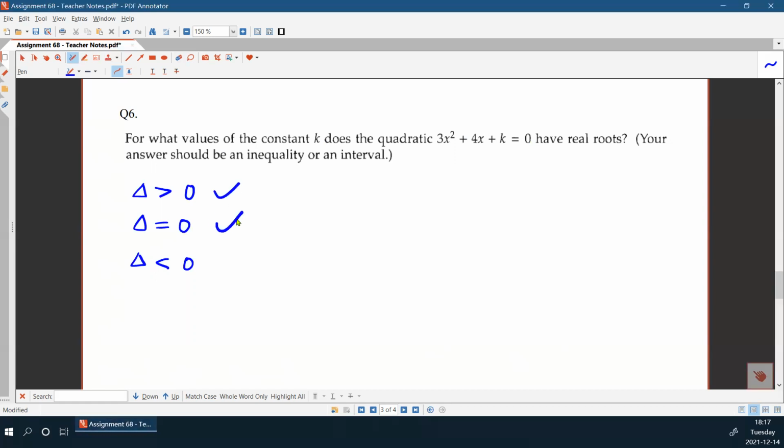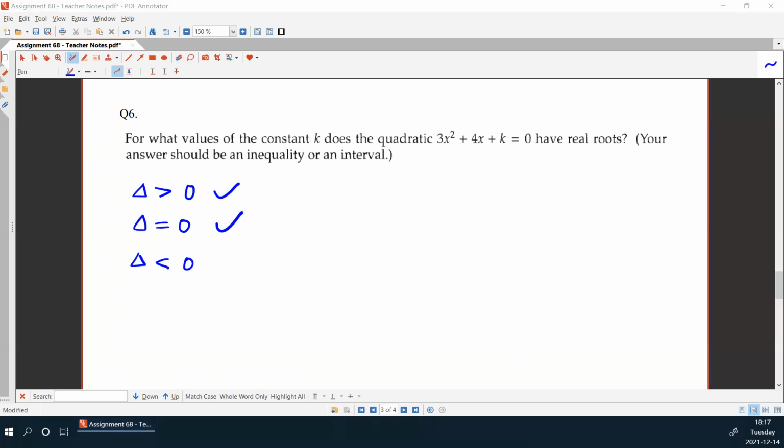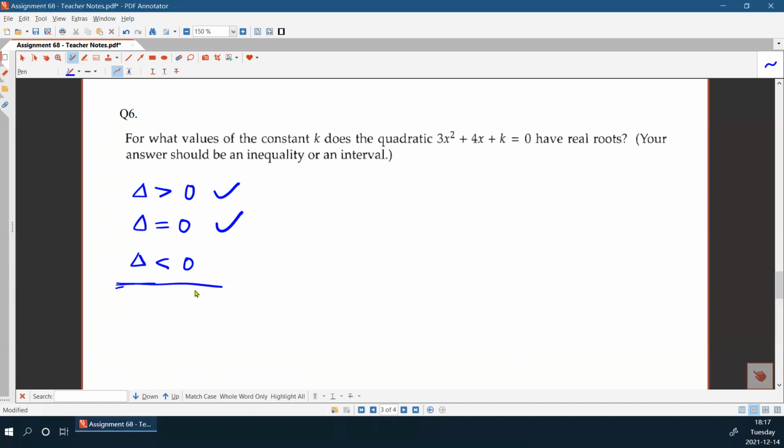Greater than or equal to, right? In these 2 situations, the quadratic equation will have real roots. That's correct. And in the last condition, the quadratic equation will have 2 imaginary roots, right?